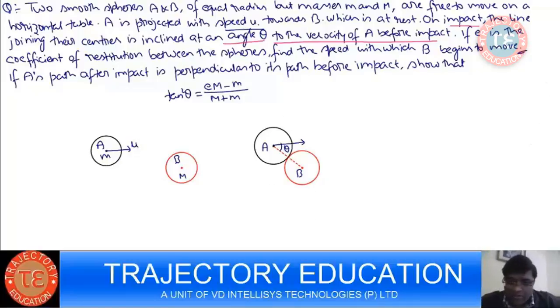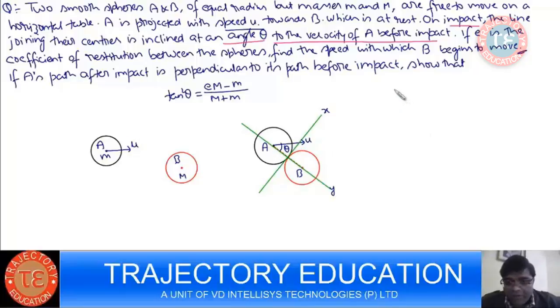So first I'll solve this part, right? As I told you, you take the common tangent as one of the axes. This is your x-axis and this is your y-axis, right?